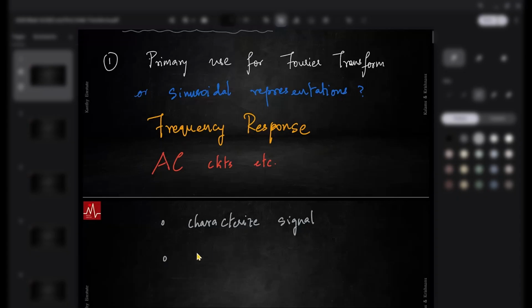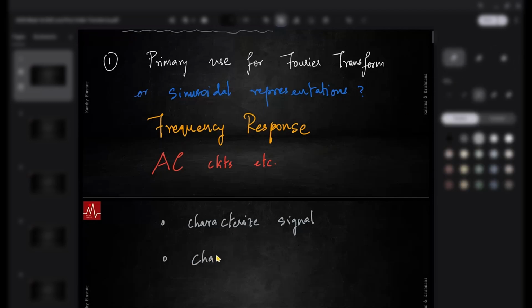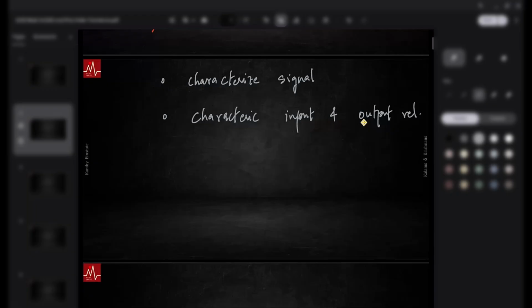Second is you can also characterize. Characterize is like you can quantify. Characterize input and output relationship. Characterize input and output relation. Okay. So let me give you a very simple example.